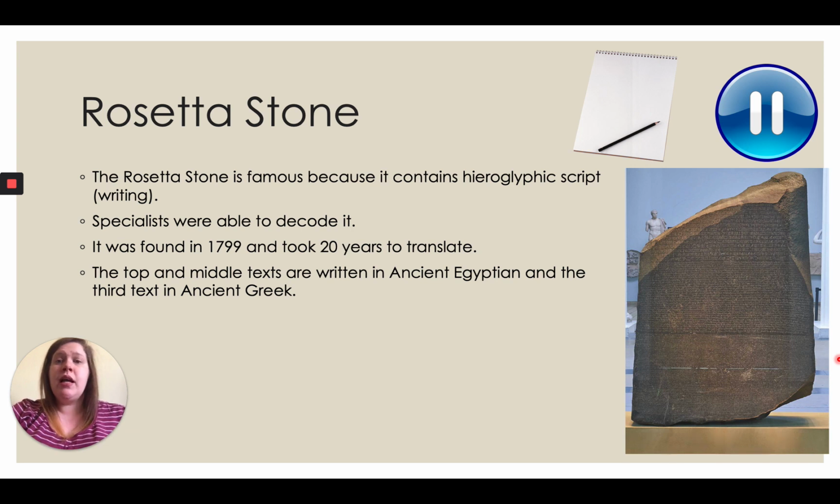So the Rosetta Stone, and actually I think it's in the British Museum, it's really cool, is really, really famous because it contains hieroglyphic script, and it's written in 3 parts. It took 20 years to translate it and decode it, and it was found back in 1799, which is quite a long time ago. Nobody around now has lived in 1799. And the first 2 texts were written in ancient Egyptian hieroglyphs, and the third text was written in ancient Greek. As you can see that there's 3 clear parts to it. Pause the video and make some notes.